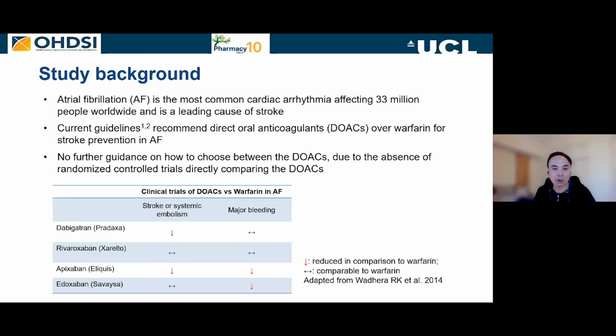This is what we have at the moment from the clinical trials, comparing the DOACs with warfarin. Some are actually better, and some are more or less the same as warfarin. But this is no longer the question of whether the direct oral anticoagulant is better than warfarin or not. We know they're already better, or at least no worse. So the question is, how do the different DOACs compare with each other?